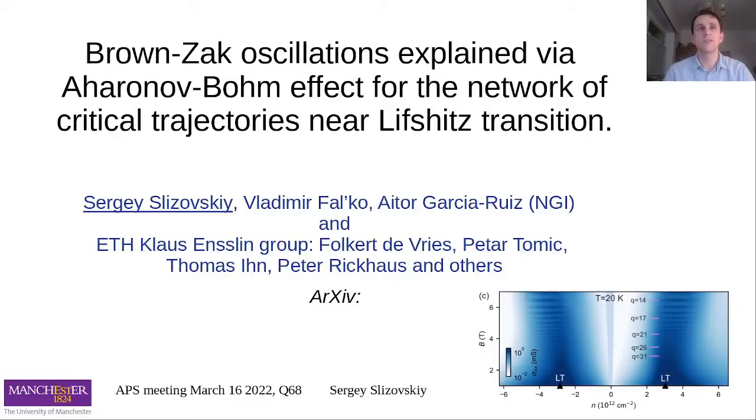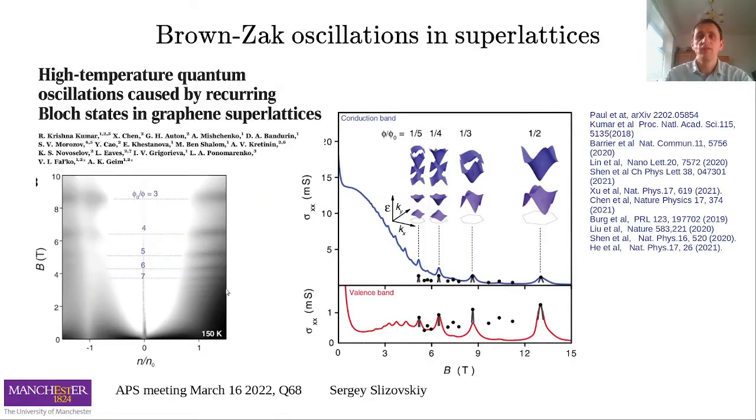Hello, my name is Sergei Slizovsky, and I'm going to talk about Brown-Zak oscillations explained by the Aharonov-Bohm effect for the network of critical trajectories near Lifshitz transition. It is based on the joint work of a theory group from Manchester and the experimental group of Klaus Ensslin from ETH.